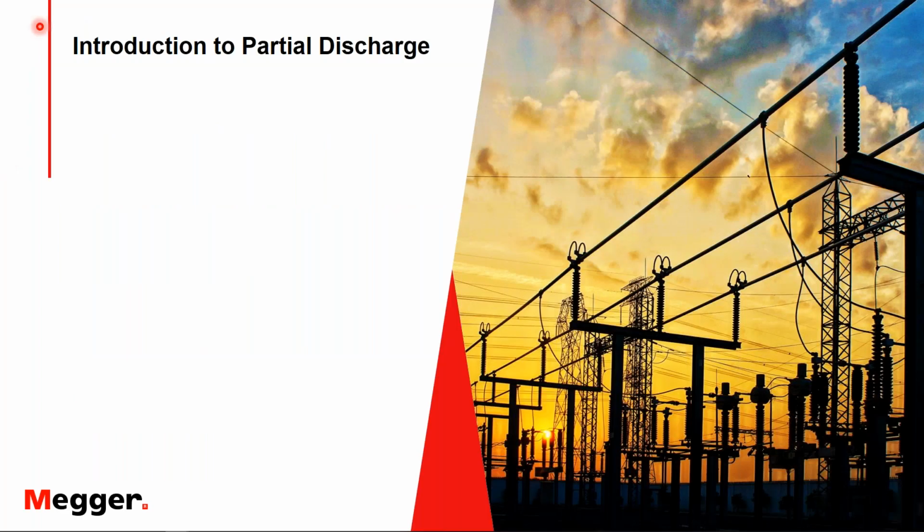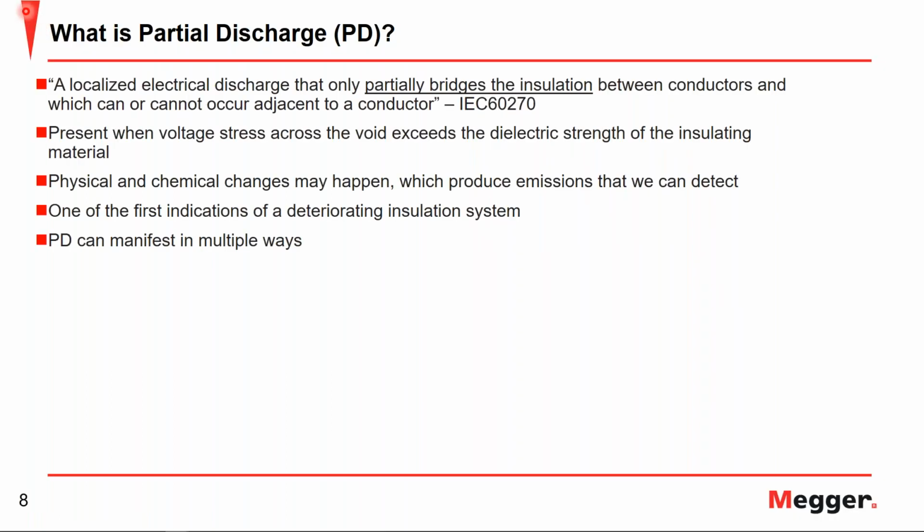Right. So moving on to our introduction to partial discharge. Obviously the very first question when you're introducing partial discharge is exactly what is partial discharge, right? Here I have the technical definition, which states that it's a localized electrical discharge that only partially bridges the insulation between conductors, which can or cannot occur adjacent to a conductor. The real takeaway is that we're partially bridging the insulation, hence the partial discharge.